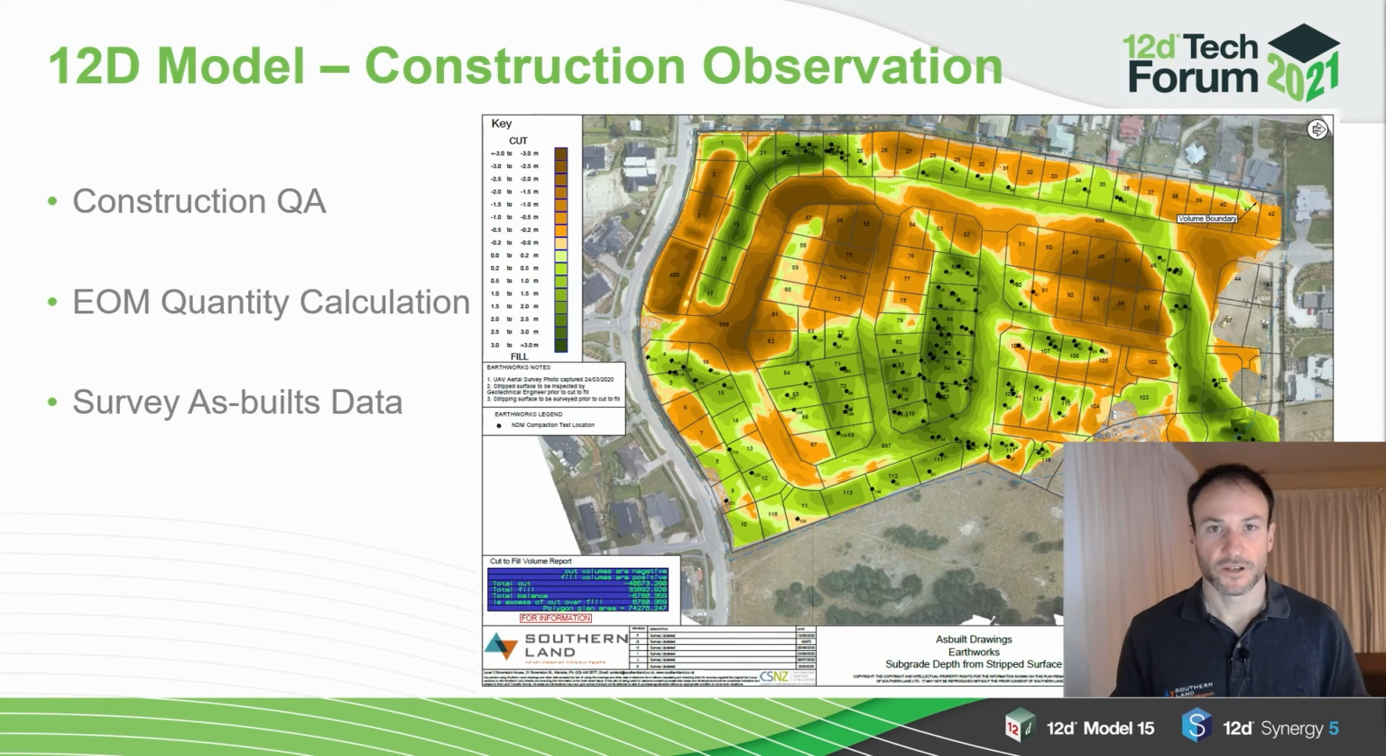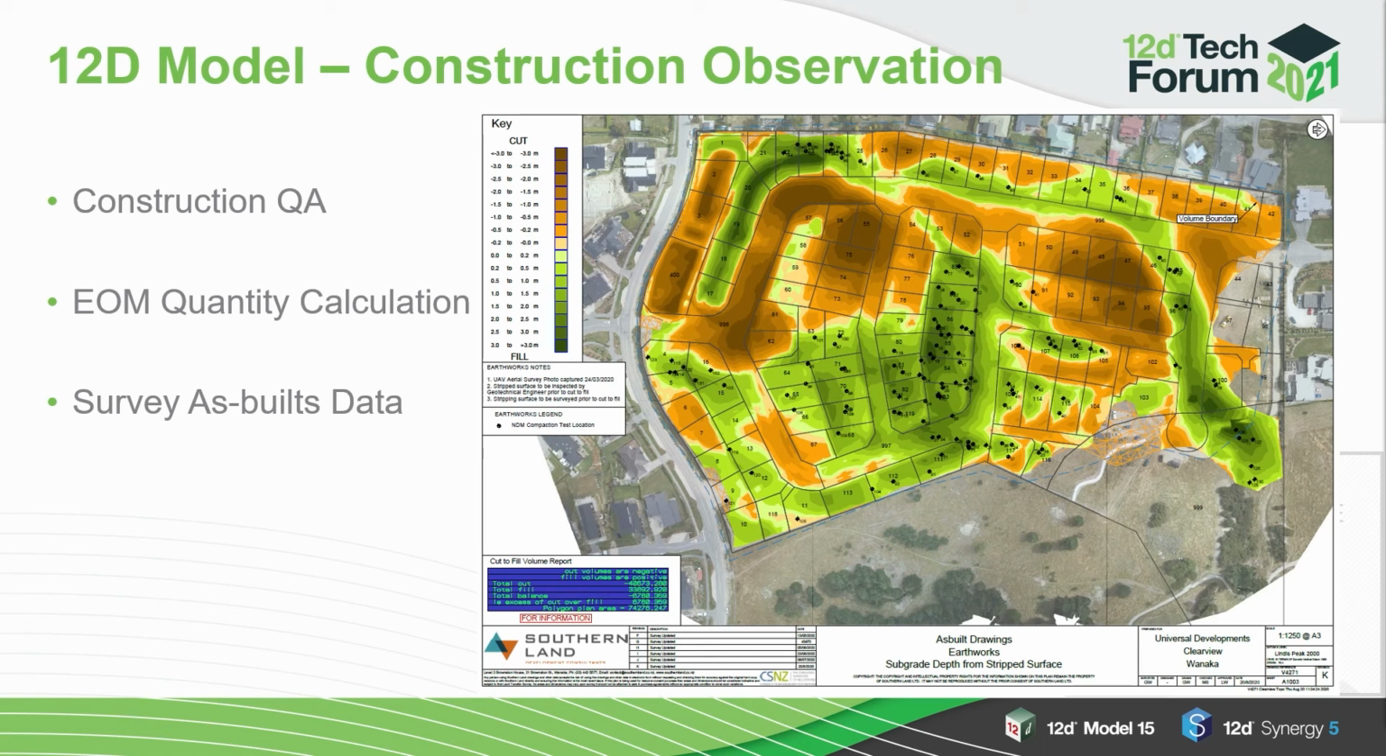Throughout the construction process, we do a lot of QA. We have to QA our surveyors, we have to QA the construction, we have to keep track of the earthworks volumes for end of month quantities. So we're using 12D model to do this. This is happening every month, so it's another thing that I tried to build up into an automation level.